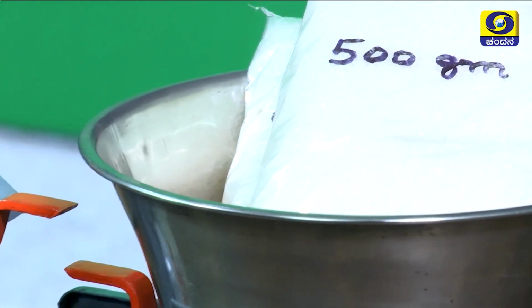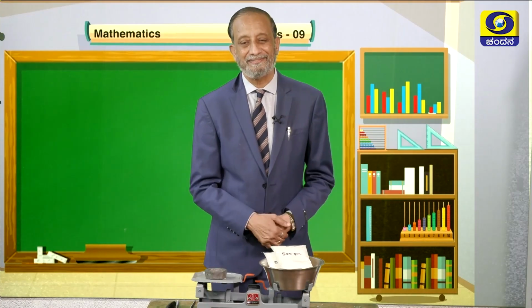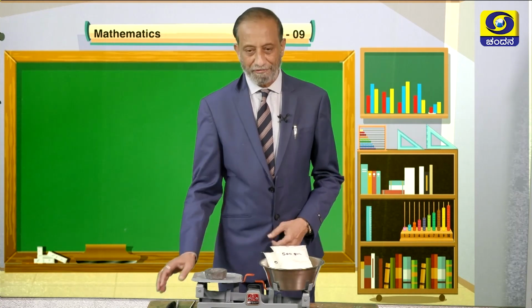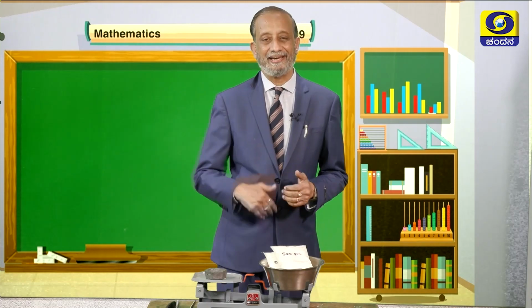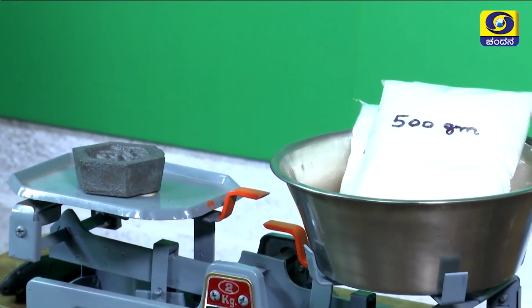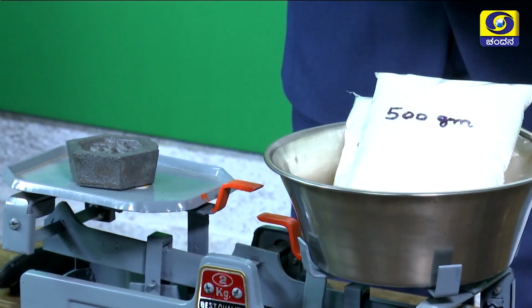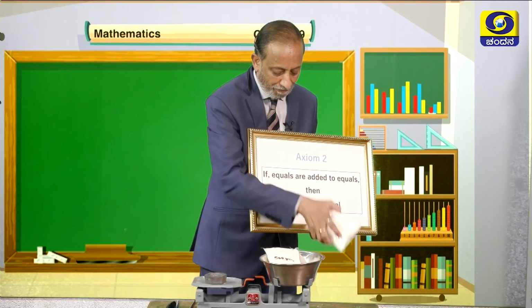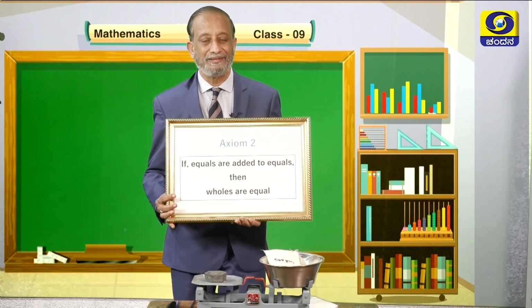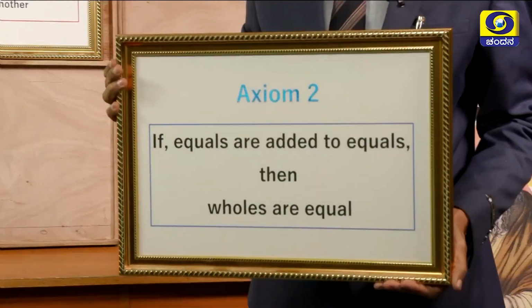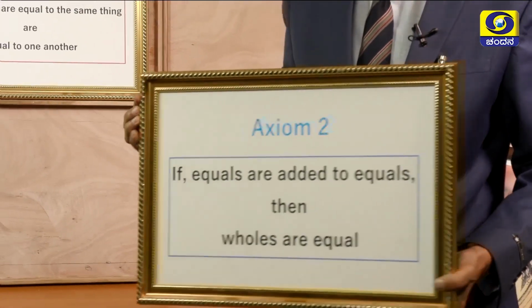It says that both the sides are unequal, the left is greater than the right. So, what can you infer from this activity? We can infer that if equals are added to equals, the wholes are equal. So, let me take out this half a kilogram of sugar. If equals are added to equals, then the wholes are equal. This is axiom number 2.